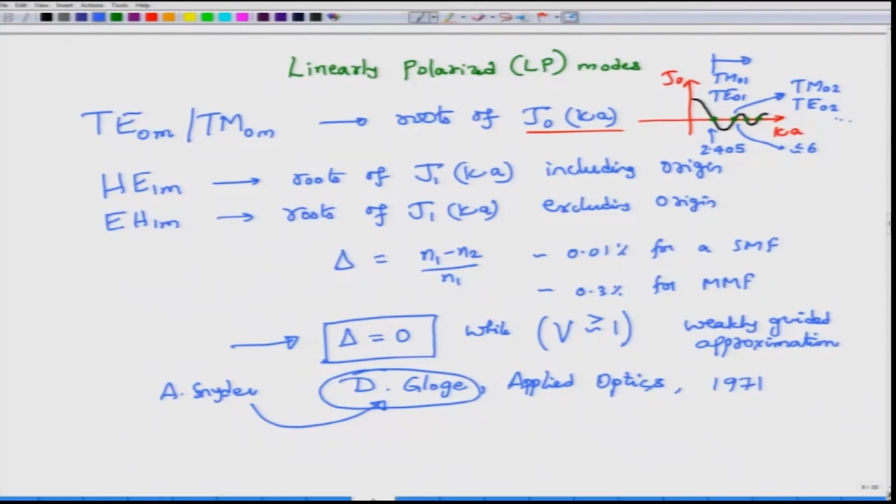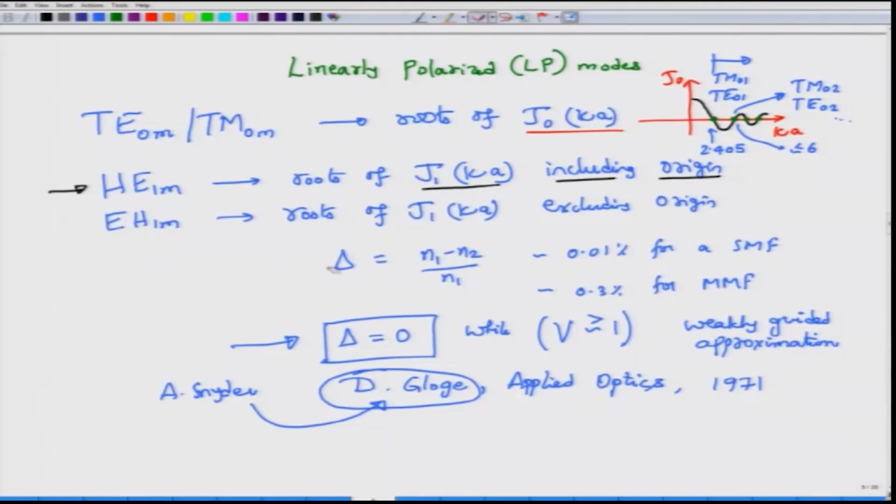It turns out that there is another mode called the hybrid electric mode, the HE mode, with an order nu equal to 1, right. So, these HE modes are the roots of the Bessel function of the first order. So, they are the roots of J1, and in this case you have to include the origin as well. Okay. How would this look like?